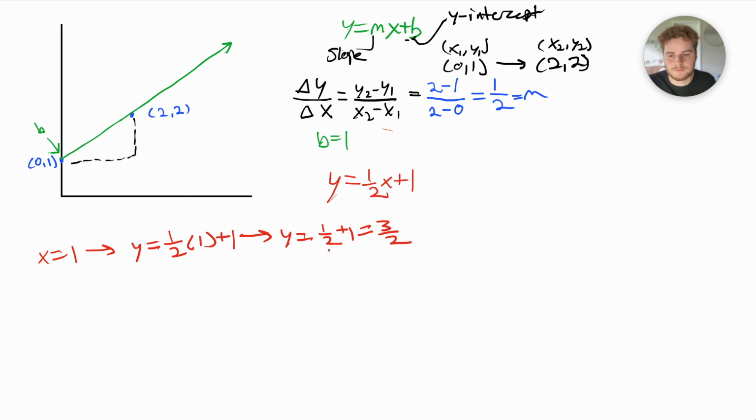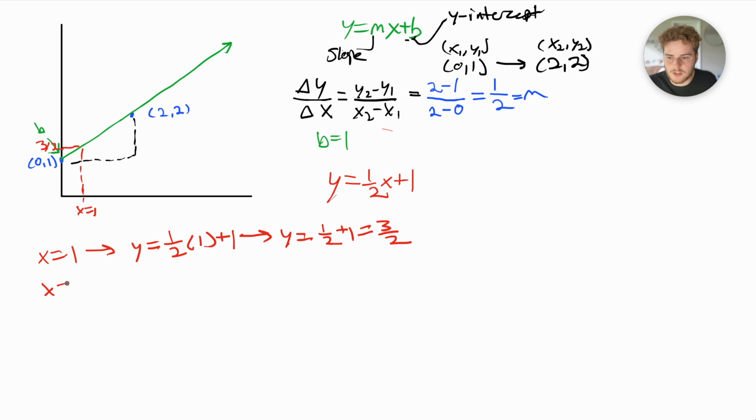or 1.5. Looking at the graph here, let's make a point at x equals 1. Draw that straight up to the line and draw a horizontal to the y-axis right there. And we're going to see this point right here is 3/2. So that's how the linear regression line works. Once we have the attributes, we can plug in an x and get a y out of it. Let's look at another example.